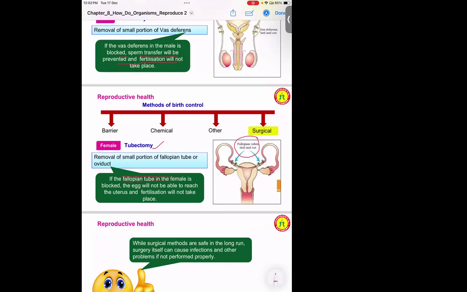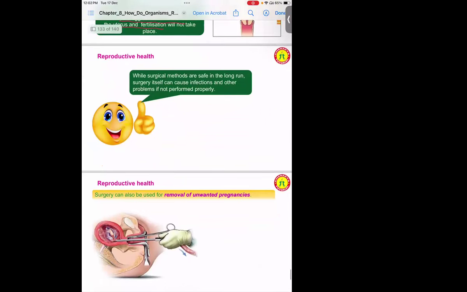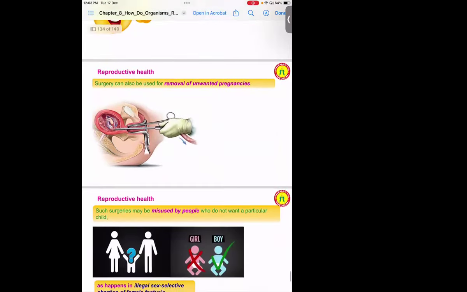Fine. So if the fallopian tube in the female is blocked, the egg will not be able to reach the uterus and hence fertilization will not take place. These surgical methods are safe in the long run. Surgery itself can cause infection and some other problems if not performed properly. So see children, be it the barrier method, the surgical method, or the chemical method, all the methods have some kind of disadvantage also. That is why a person using such methods has to be very, very careful. They have to make sure that whatever they're using is free from infections and all.